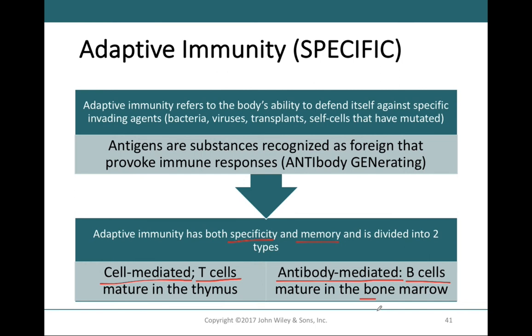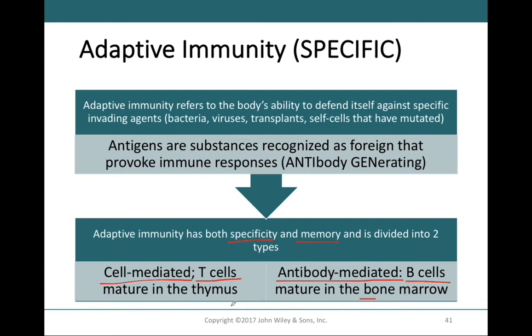When they are released from the bone marrow, they are ready to act as members of the immune system. However, the T cells require a little bit more for their education to take place. T cells will be produced in the bone marrow. However, they will not mature until they make their way over to the thymus.